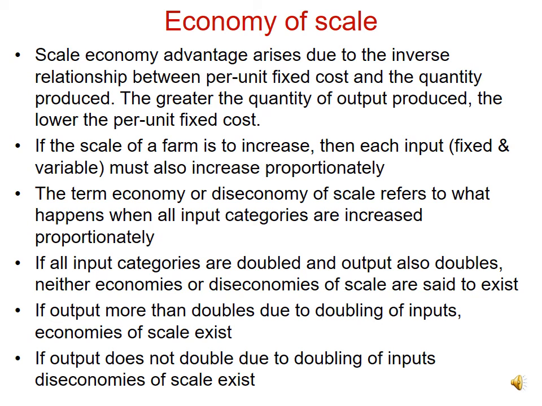If all input categories are doubled and output also doubles, it means the proportion of increase is the same in case of input and output. Neither economies nor diseconomies of scale are said to exist. And if output more than doubles due to doubling of inputs, economies of scale exist, and if output does not double due to doubling of inputs, diseconomies of scale exist.